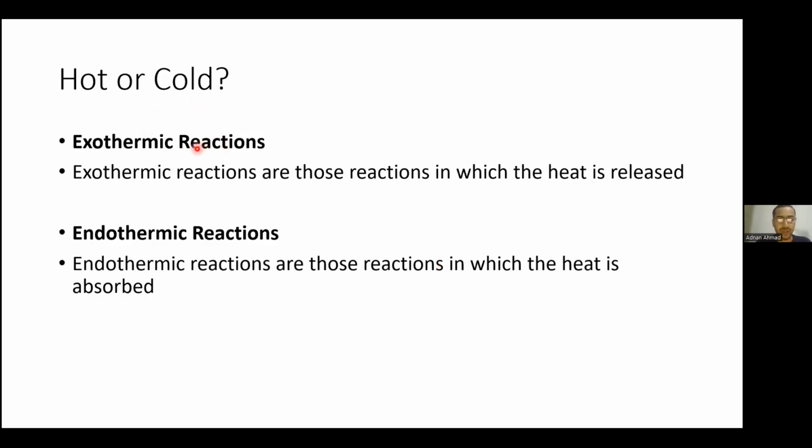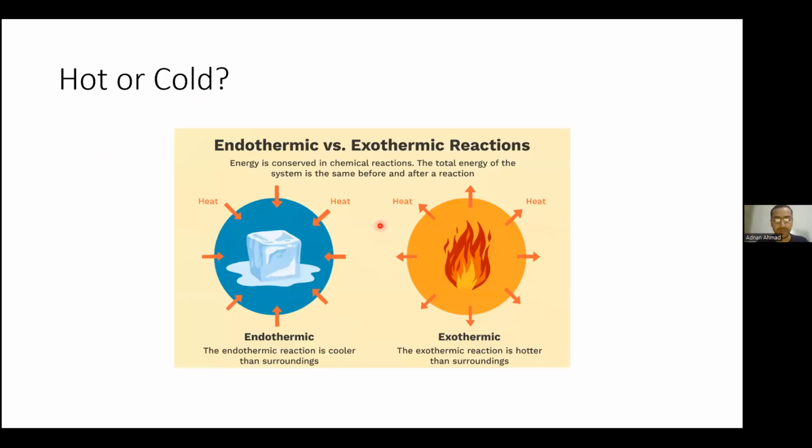So exothermic reactions, as the name indicates, exo means outside. The heat is being released. Exothermic reactions are those reactions in which the heat is released, and endothermic reactions are those reactions in which the heat is absorbed. So these are the two types of reactions that we mostly study in chemistry. You can see here, this is the endothermic reaction.